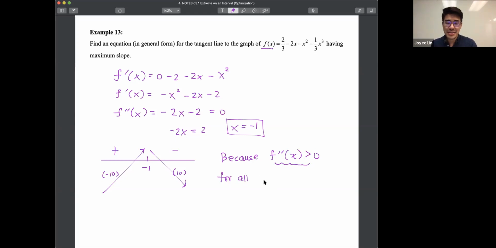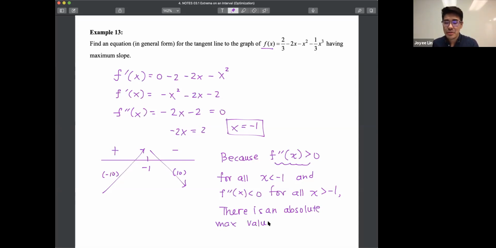For all x less than negative 1, right? And f double prime of x is negative for all x greater than negative 1. There is an absolute max value for f prime of x when x is equal to negative 1. That would be a proper justification statement if you didn't have endpoints to test for a maximum.